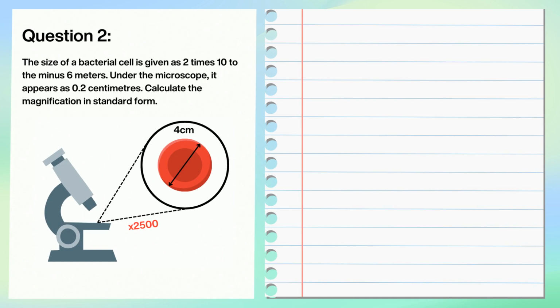The size of a bacterial cell is given as 2 times 10 to the minus 6 meters. Under the microscope, it appears as 0.2 centimeters. Calculate the magnification in standard form. Pause here to have a go yourself. Let's recognize the key information.